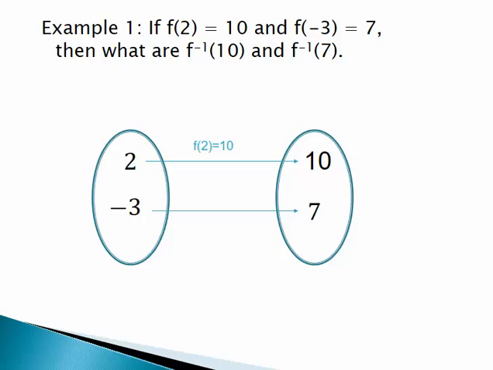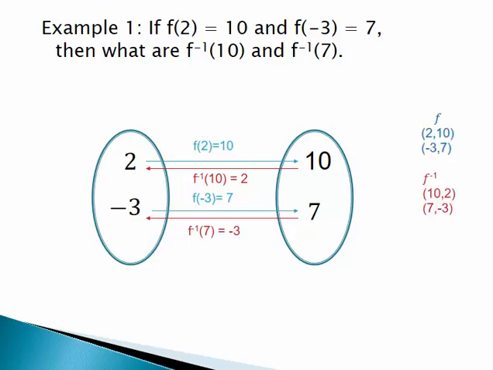So f of 2 is 10. Well, the inverse just changes the direction of that arrow. Okay? If f of 2 is 10, f inverse of 10 is 2. Okay? That's the definition of the inverse there. If f of negative 3 is 7, the inverse, we're going to change the direction of the arrow there. F inverse of 7 is negative 3. Okay? So there it is in terms of arrows.